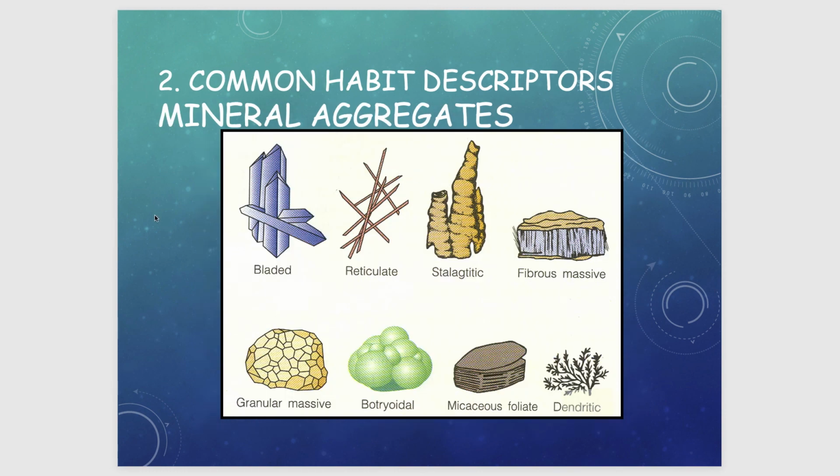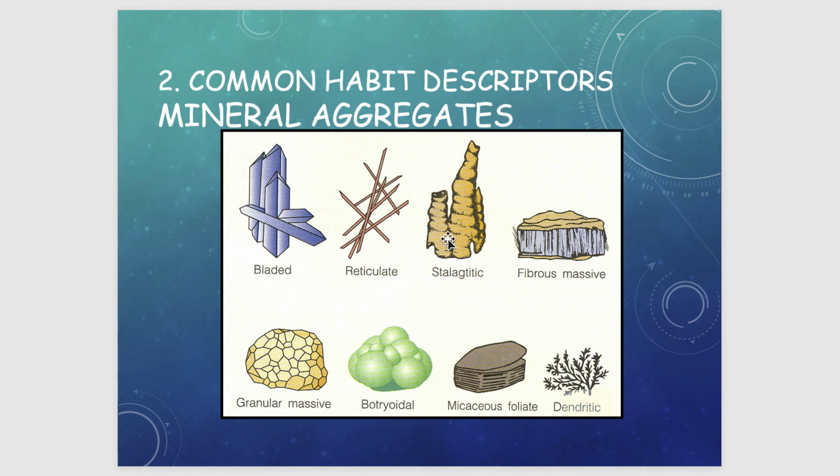Other forms of habit also will be a function of the way the growth takes place, and commonly they also form aggregates. So we will find bladed crystals that form aggregates or reticulate textures. So when you have a lot of needles that are sort of intersecting themselves, quite often we have minerals like titanium oxide forming this type of reticulate texture in quartz, for example. So this could be the rutile.